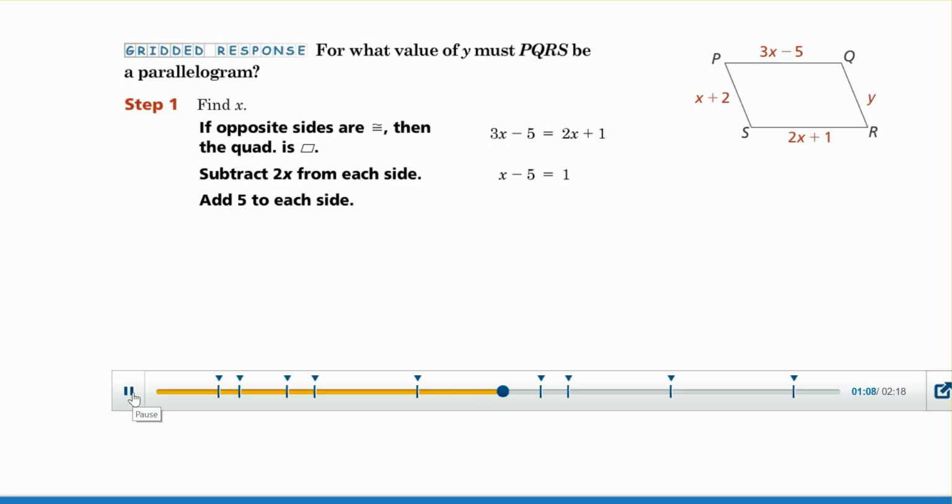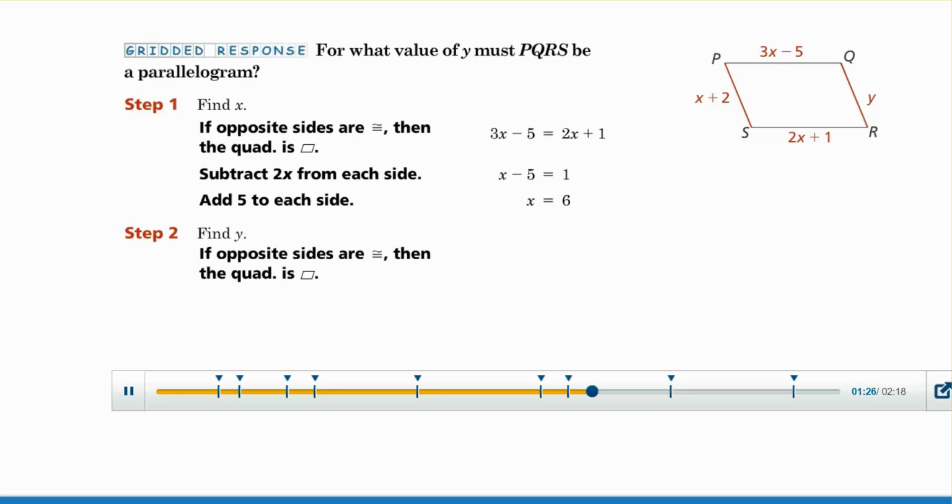Now add 5 to each side. So x equals 6. Step 2. Find y.